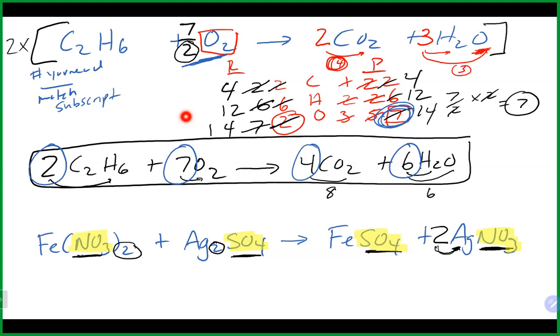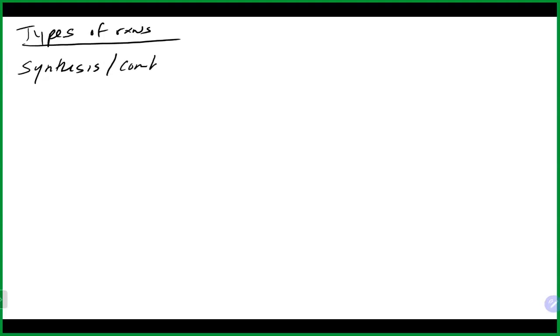Okay. The other thing I want to talk about in terms of reactions to help you out is types of reactions and ways to classify reactions. There are a few different types of reactions. The first type of reaction is what is known as a synthesis, or sometimes referred to as a combination reaction. And basically, it is what it sounds like. You take 2 things and you make 1 thing. So that is the general form of a combination or synthesis.